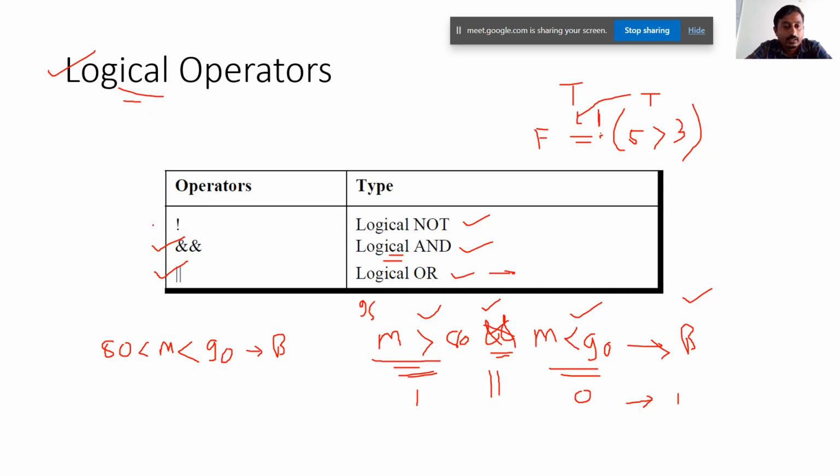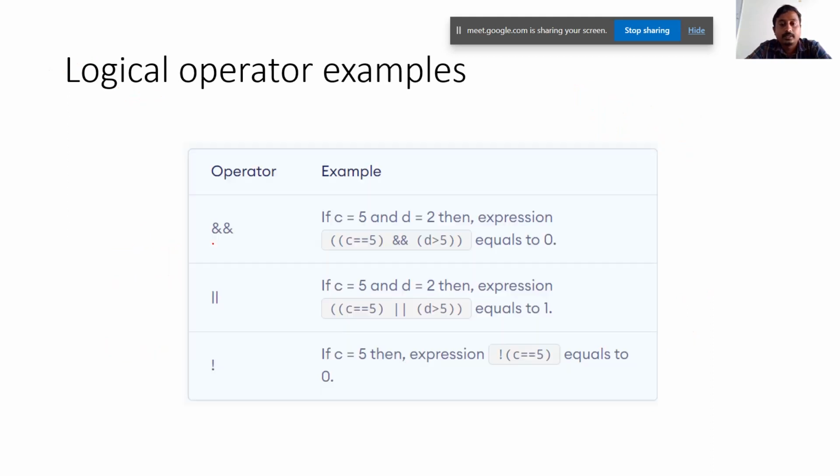Now here the negation operator has the highest precedence, then logical AND, then logical OR. So these are some examples. Here we have C equals to 5 and D equals to 2. So C equals to 5, yes, it is true, right? And D greater than 5, the value of D is 2. 2 greater than 5, it is false, right? So we have true and false, so result will be false.